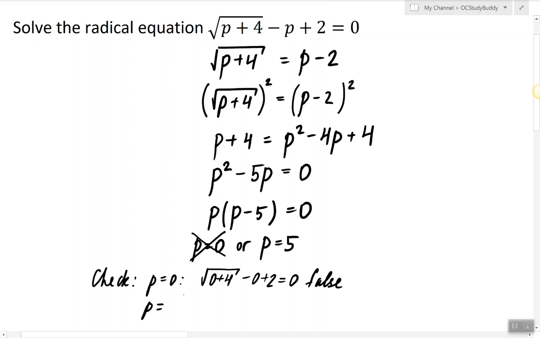Now p equals 5 gives us square root of 5 plus 4, minus 5 plus 2 equals 0. Square root of 5 plus 4 is square root of 9, which is 3. 3 minus 5 plus 2 is 0. That is true. So the only solution to the original radical equation is p equals 5.